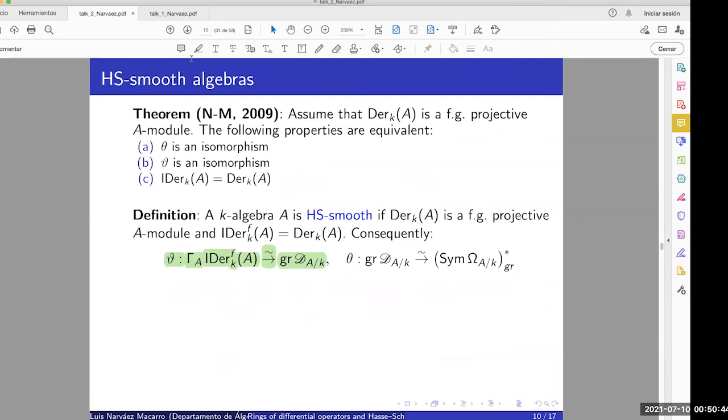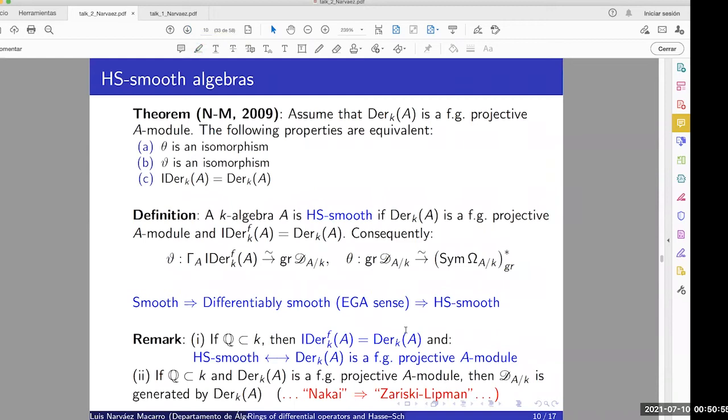We can relate both conjectures in a very general way, not only for geometric rings, but this is completely general. But we can only relate both conjectures. We cannot solve these conjectures with this result, not at all.